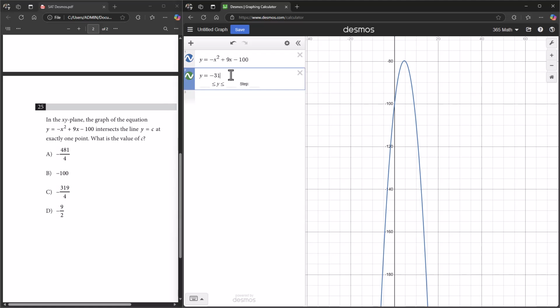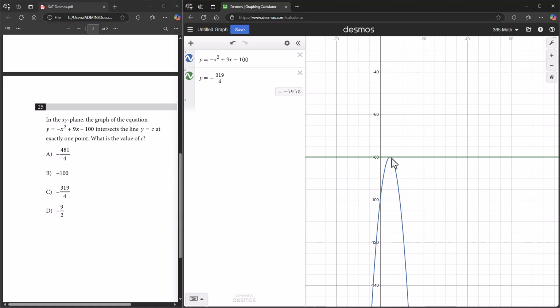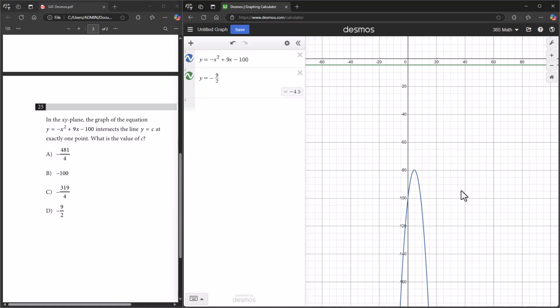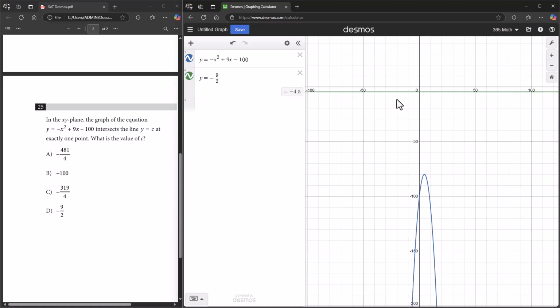So we'll try C, which is negative 319 over 4. There we go. Now we have exactly 1 point right here. So this is 1 point where the lines are intersecting. So we'll just go ahead and try D just to verify. So that's negative 9 over 2. It's up there. They don't even intersect. So we get our answer is negative 319 over 4.